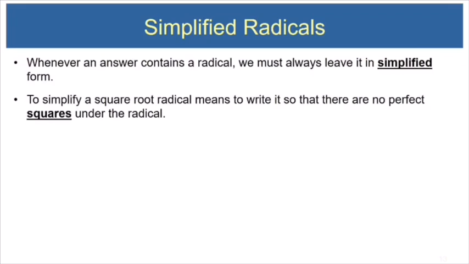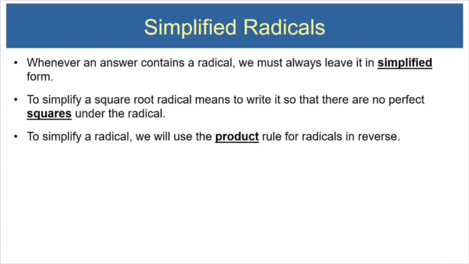And if we had a fourth root, we would want to not leave any perfect fourth powers under the radical. But because we're thinking about square roots here, we want to make sure that we don't leave any perfect squares under the radical. So like I said before, in order to simplify a radical, what we're going to do is use the product rule for radicals, but in reverse. So this is how it's going to go.